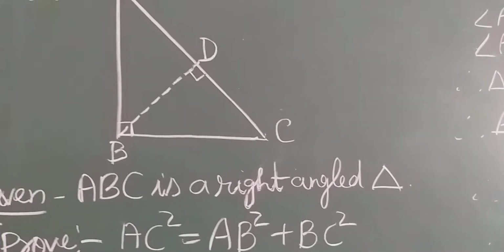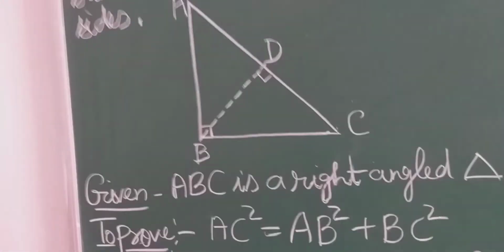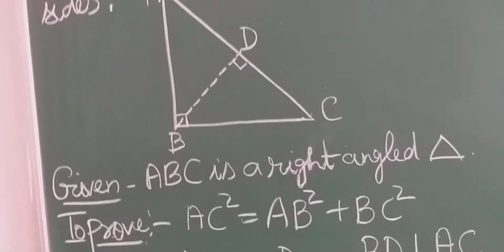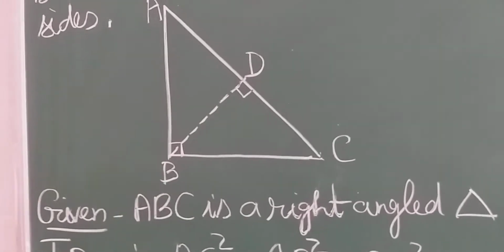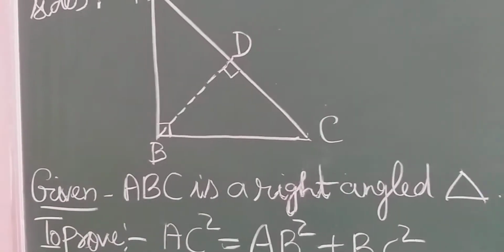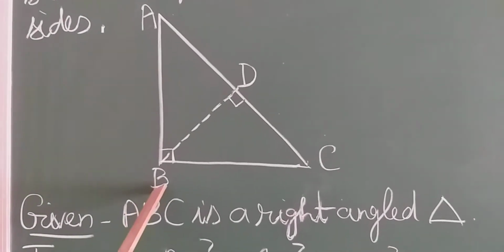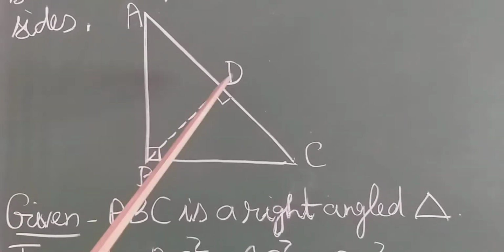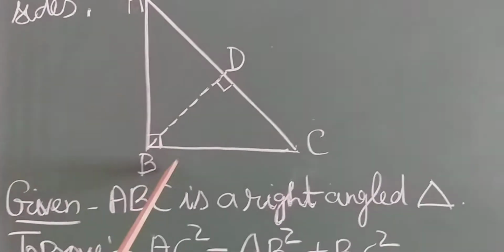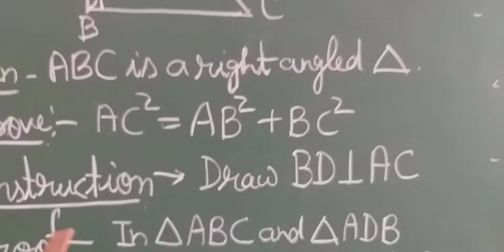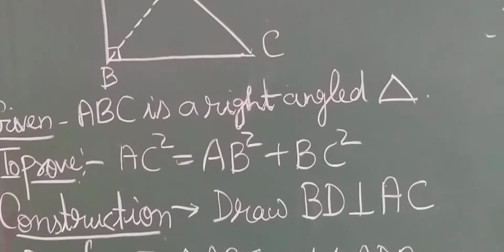Okay, students. There are many methods to prove this theorem. But students, we are learning about similar triangle. So I am going to prove it by using similar triangle method. So to prove this, we have to construct BD perpendicular to AC. So draw BD perpendicular to AC. So in construction we have to write: draw BD perpendicular to AC.